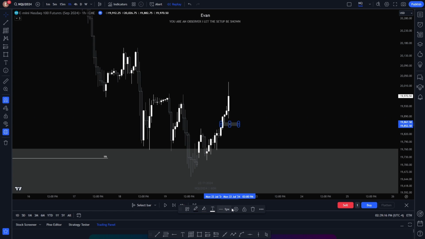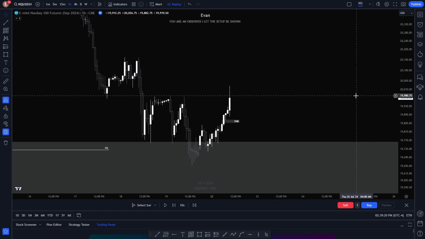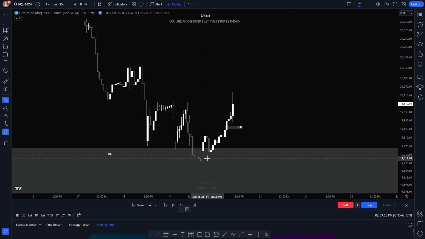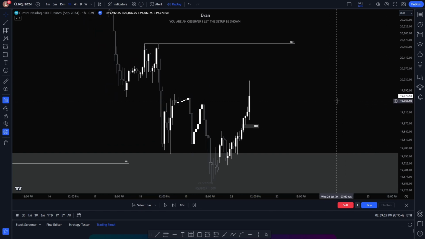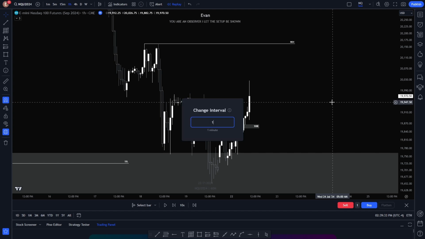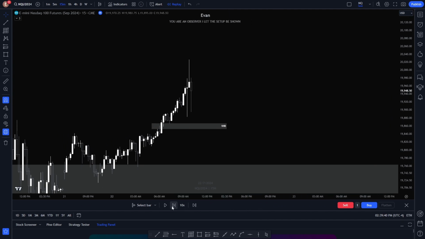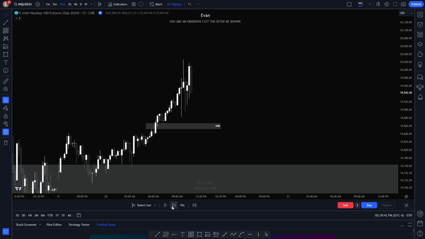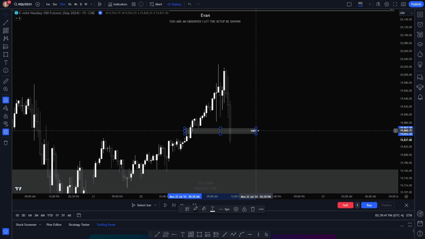Mark that out as a 1 hour. We also have these relative equal highs right there, which is a magnet to price. After identifying that fair value gap, we simply want to wait for a retrace back into it. Okay, we have a retrace back into it.